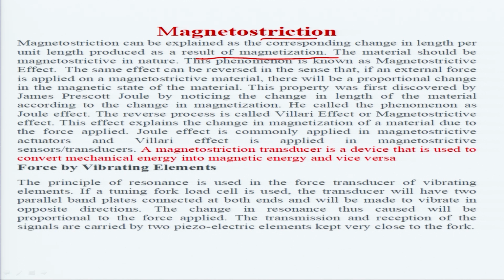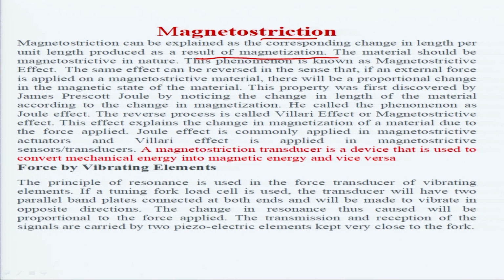The material is the constant here. There will be a proportional change in the magnetic state of the material. When you pass a current, or change some voltage or current, it can change the magnetic state. This property was first discovered by Joule, so this phenomenon is the Joule effect. Everyone knows Joule. I am not considering the Joule effect here.